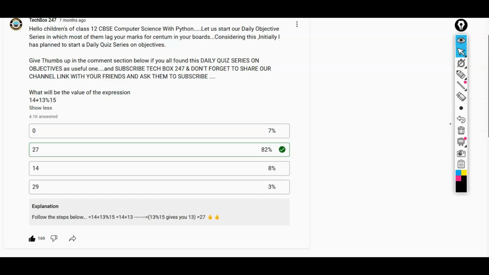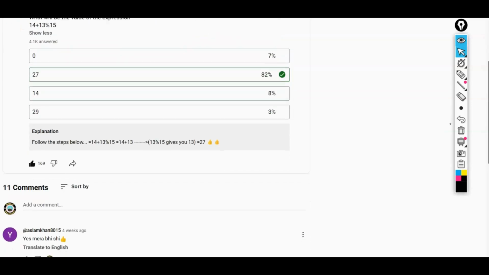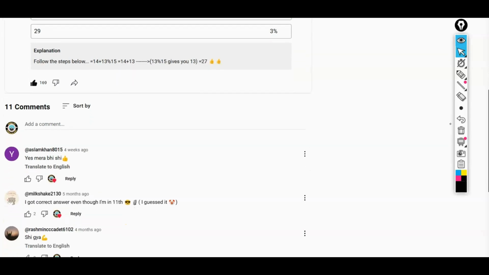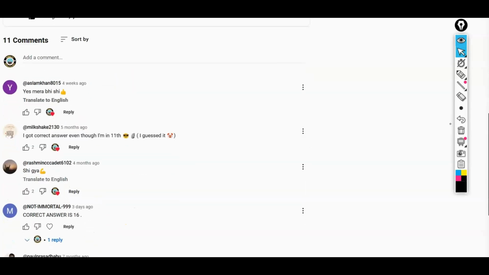Out of these four options, 82% of the children gave the correct answer as 27. So what about the remaining children? Many of us have a doubt about the precedence.